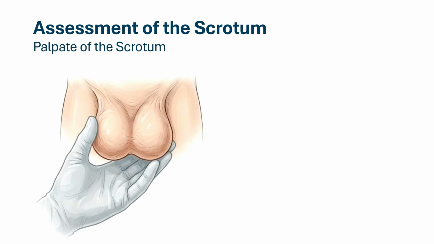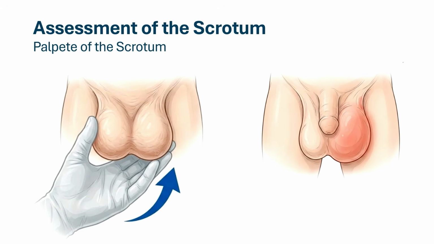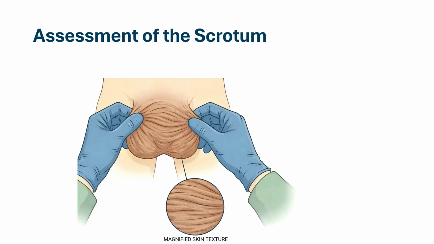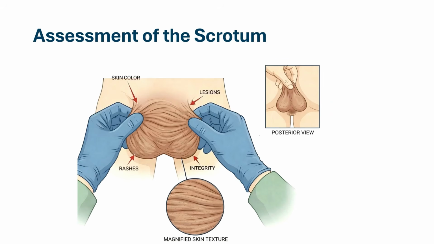The scrotum is gently palpated upwards to check for unilateral swelling or inflammation. Spread the skin folds of the scrotum to perform a close inspection. Examine the skin for color, integrity, and the presence of lesions or rashes. Also, lift the sac to examine the posterior skin.